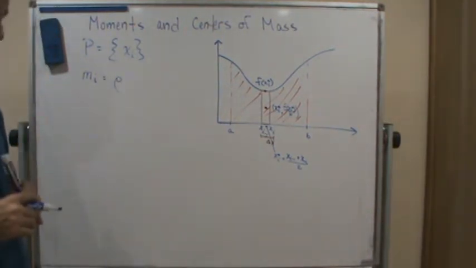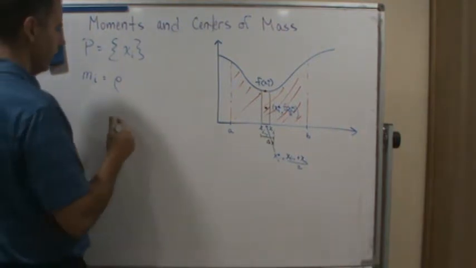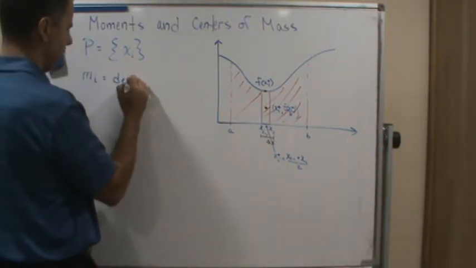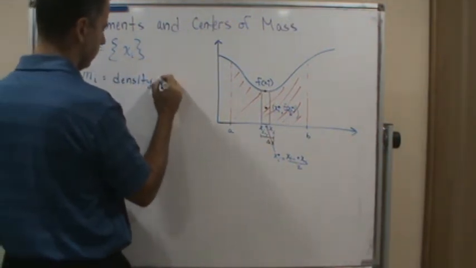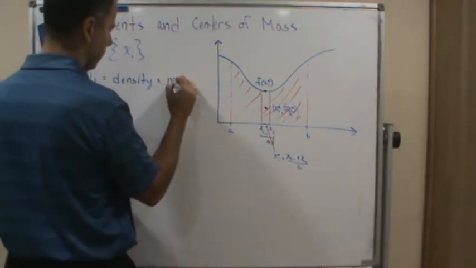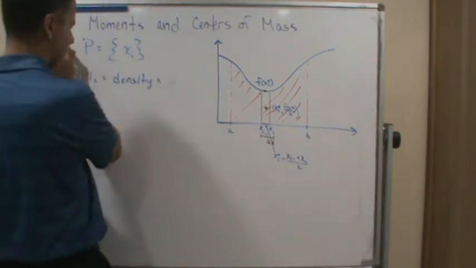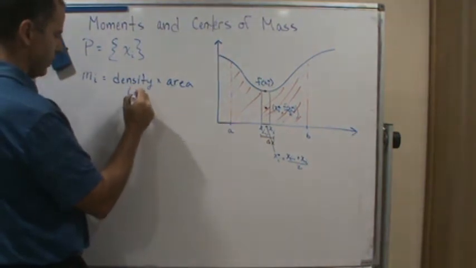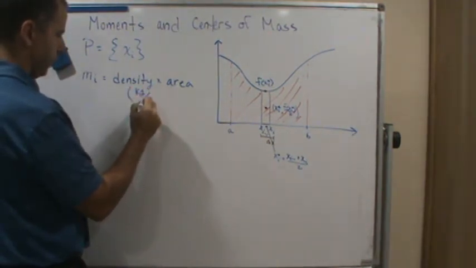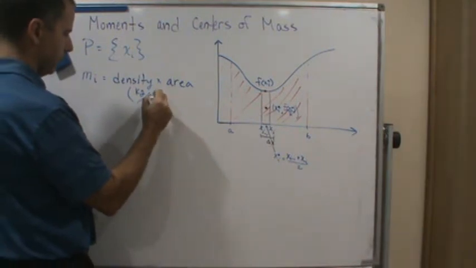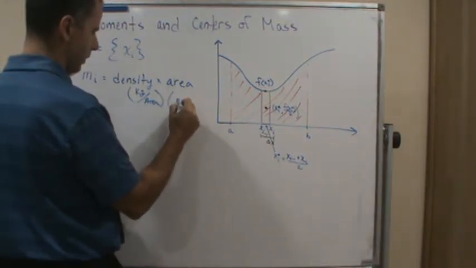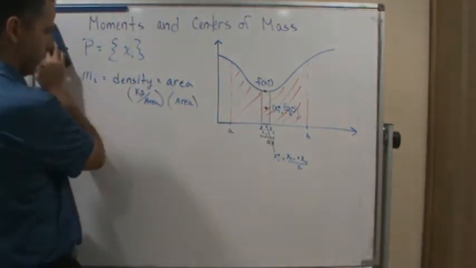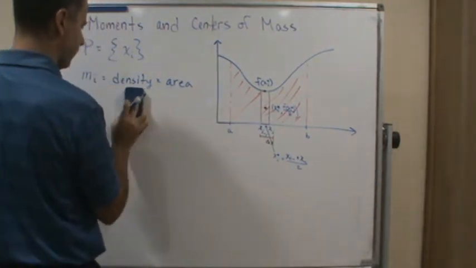So we're just represented by rho. And then we're going to multiply that by the mass. So we're going to do density times area, right? And so again, this is kilograms per unit area times unit area. And so the areas are going to cancel and we'll end up with kilograms, okay? Which is the mass. Okay, good.